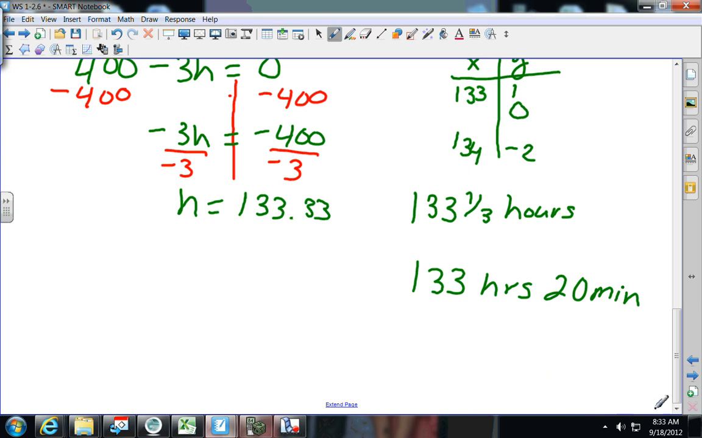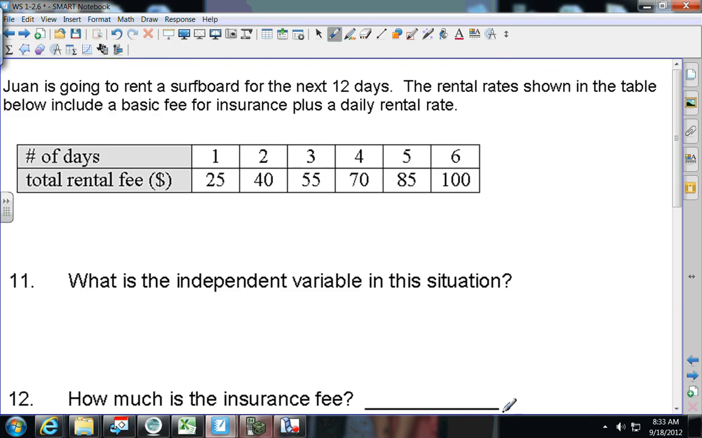Okay, the next one right here. Juan is going to rent a surfboard for the next 12 days. So it's going to give us the days and the total rental fee. It's going to have basic fee insurance and the daily rental rate. What is the independent variable? Remember, independent is the X. It's the thing that happens first. Well, what do you do first? Do you pay or do you rent the number of days? This is your independent. So you'll have number of days.